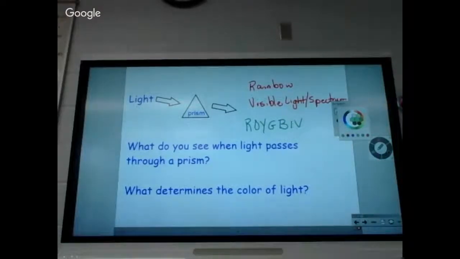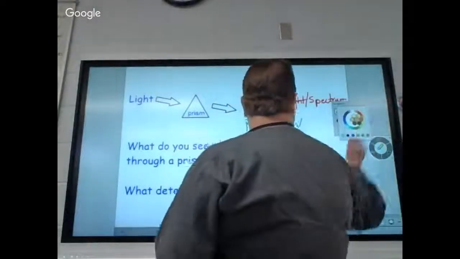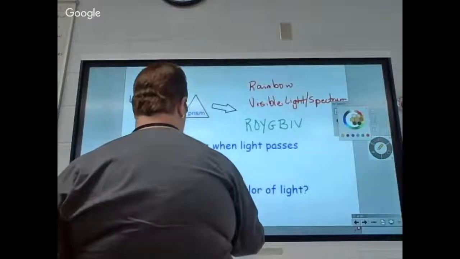Now, what determines the color that we see? Why do we see red? Why do we see blue? Why do we see green? Frequency. Close, very close. Flip it. Energy. Wavelength. Okay? The color that we see is determined by wavelength.